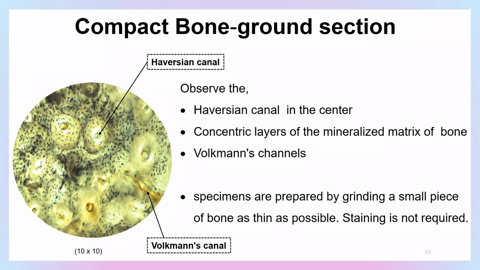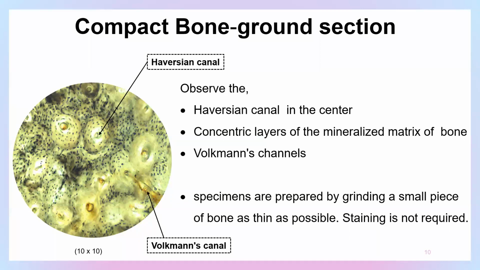Okay, then compact bone. We talked about different types of bone. This is the thickest and the strongest type of bone, a lamellar bone, the Haversian system. This is the compact bone. If you take a slice of compact bone and stain it with H&E, you won't be able to see much. So what you do is you take a thin sliver of bone and grind it between two special stones until it becomes really thin, and then you can just observe it. It is not necessary to stain it.